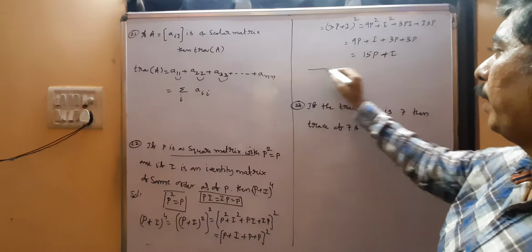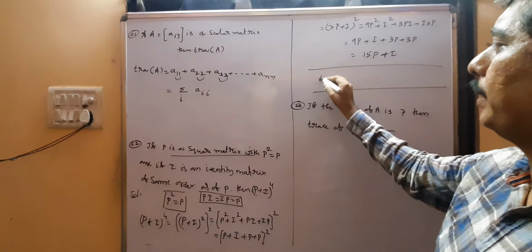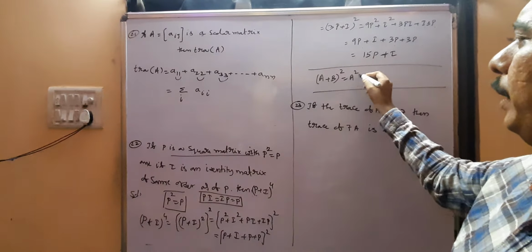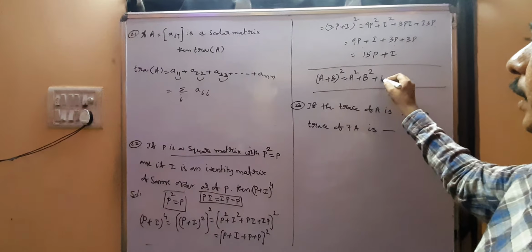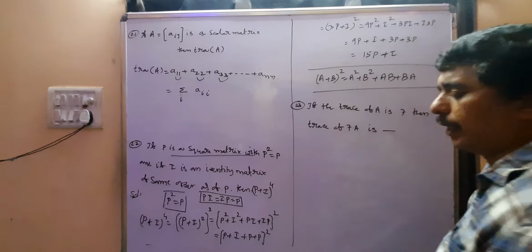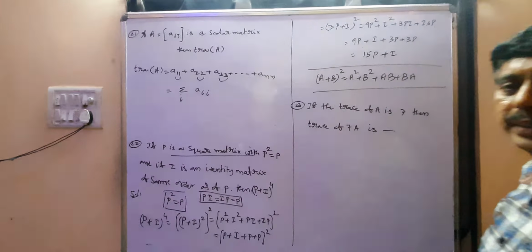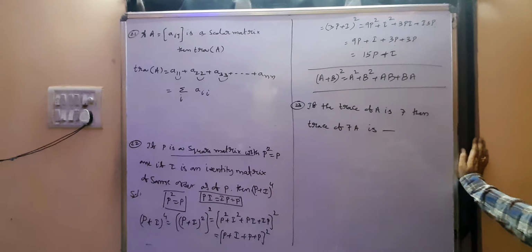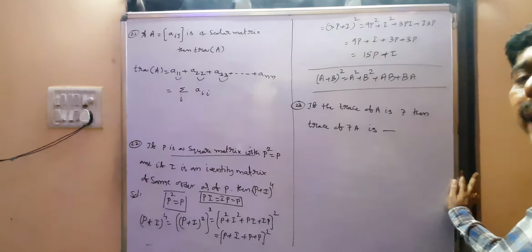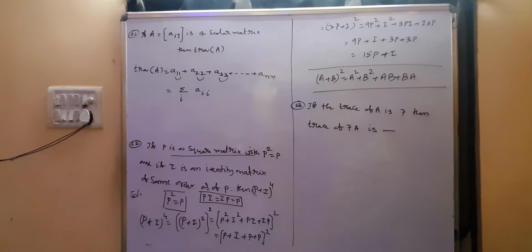You should remember that in matrix multiplication, A plus B whole square is A square plus B square plus AB plus BA. That is the reason P plus I whole square is written P square plus I square plus PI plus IP. But identity matrix into any matrix A is A. P into I equals P, and I into P equals P.